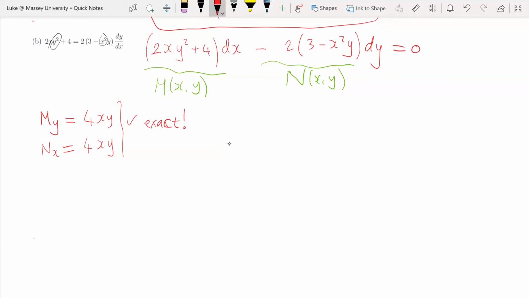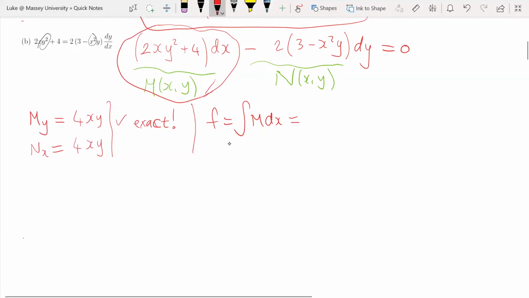Okay, great, so knowing that this is exact, I can try and find this function f, which, if we take the partial derivatives, equals M and N. So f is equal to the integral of M with respect to x. Okay, so M was this thing up here without the dx.